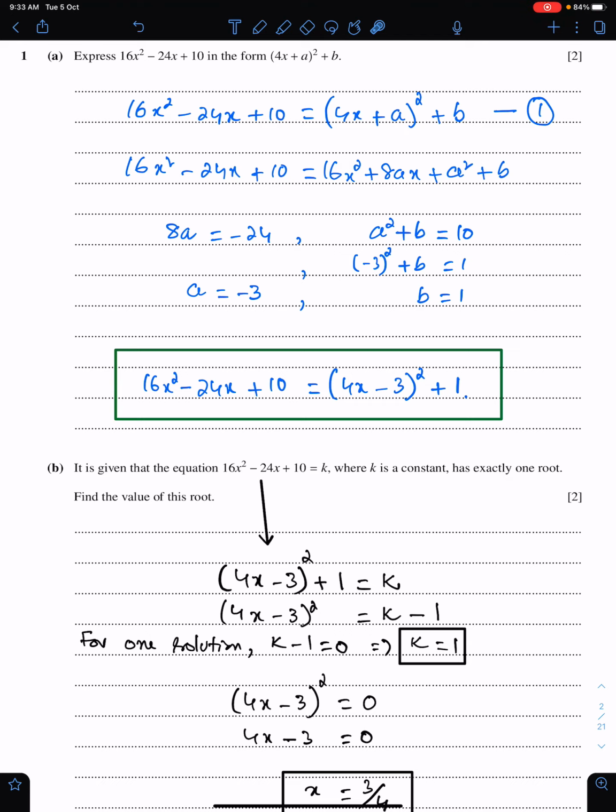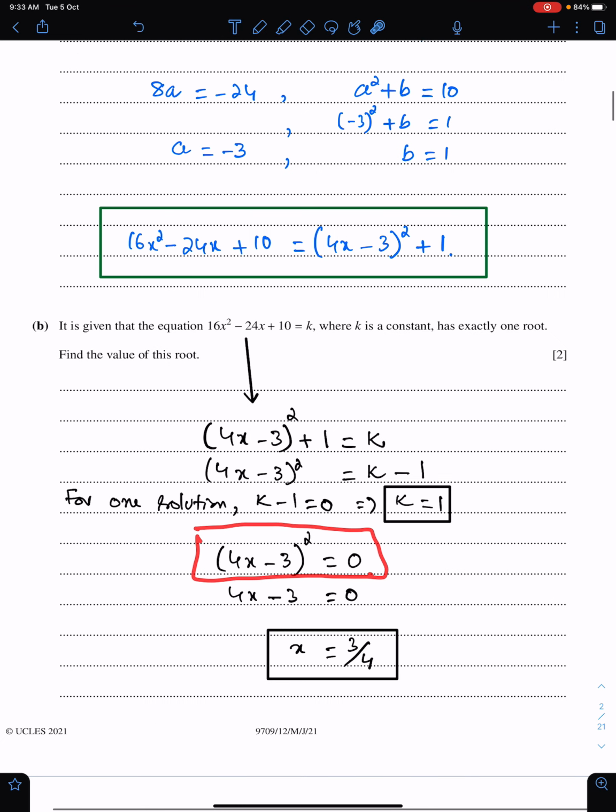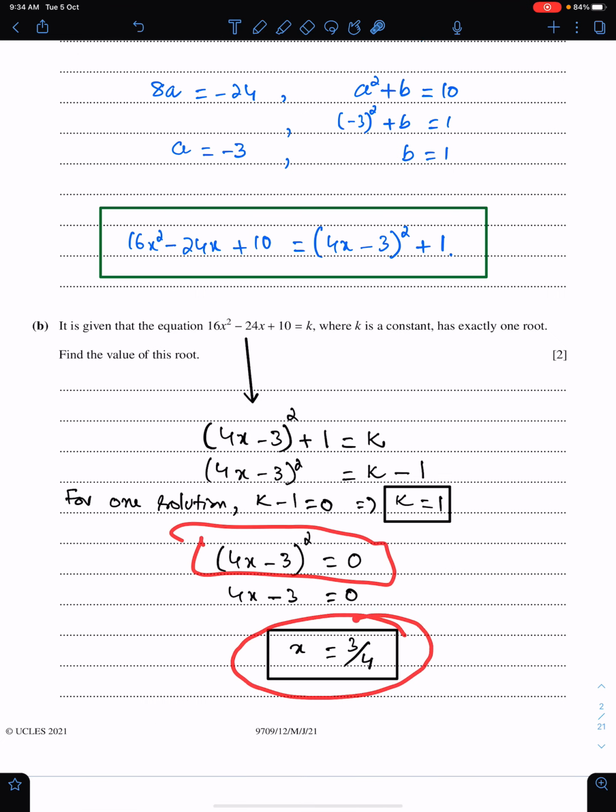So first we need to bring this one here. Since this must be 0, that means this must be 0. So for one solution, k − 1 must be 0 and k is 1. If we put 1 here, then this is 0 and hence this expression is 0. By solving this, we have the root. That's the final answer.